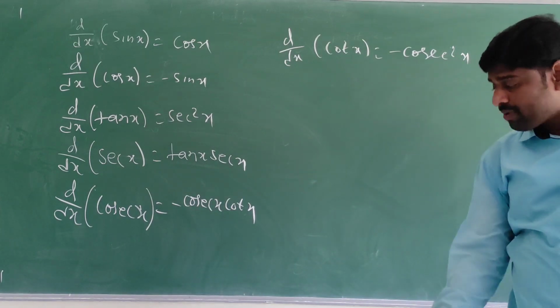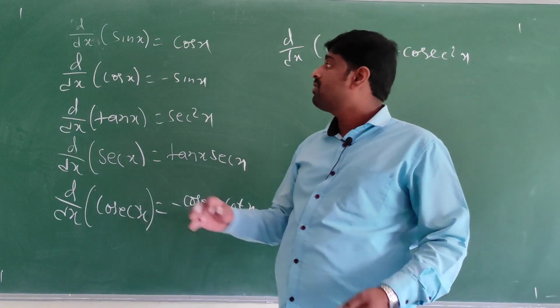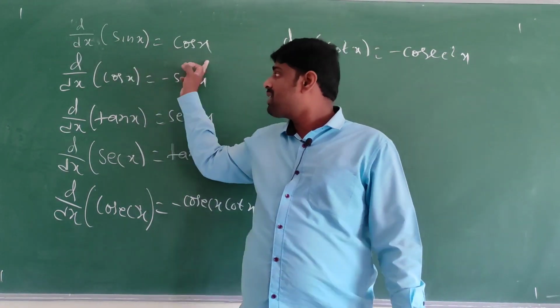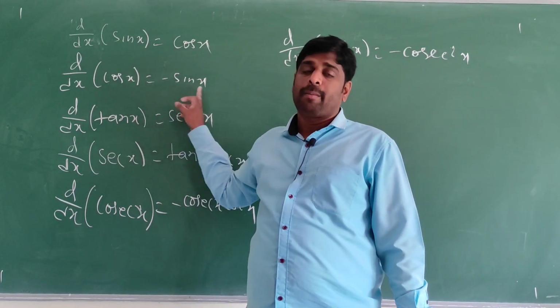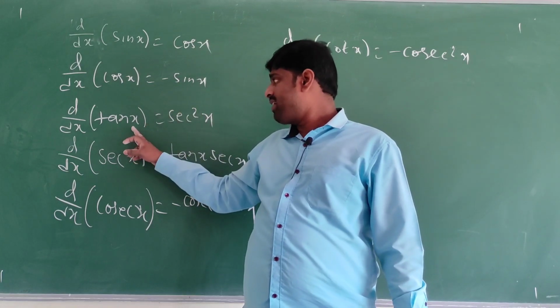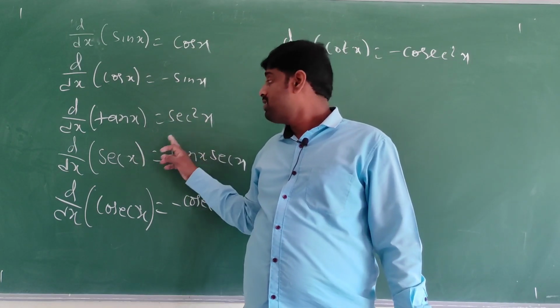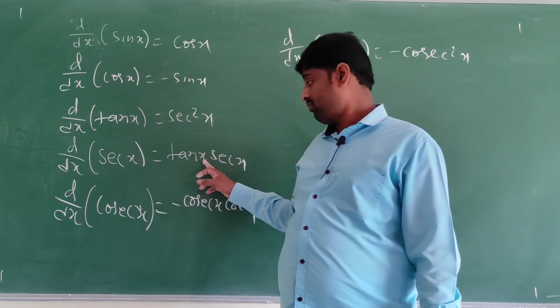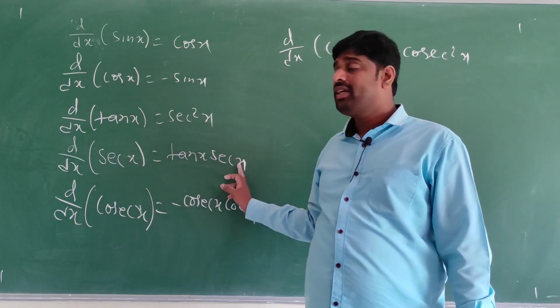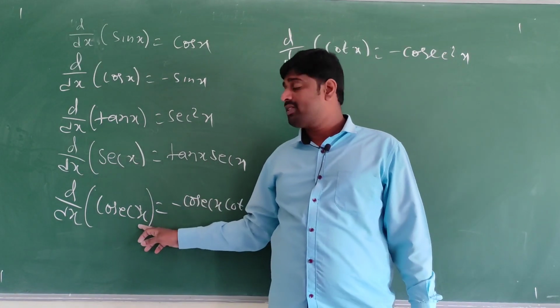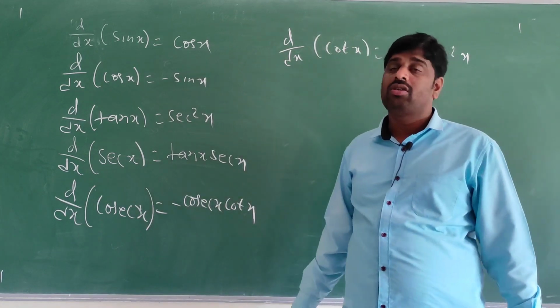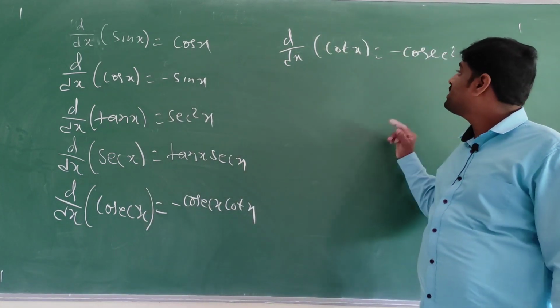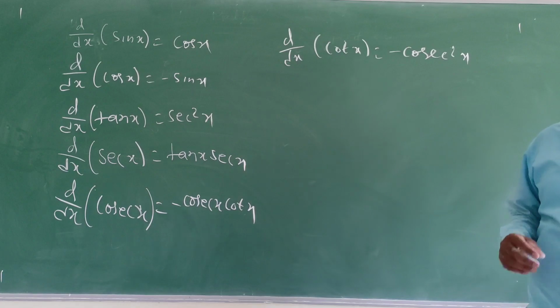That is, sin x differentiation is cos x. Cos x differentiation is minus sin x. Tan x differentiation is secant square x. Secant x differentiation is tan x into secant x. Cosecant x differentiation is minus cosecant x into cot x. Cot x differentiation is minus cosecant square x.